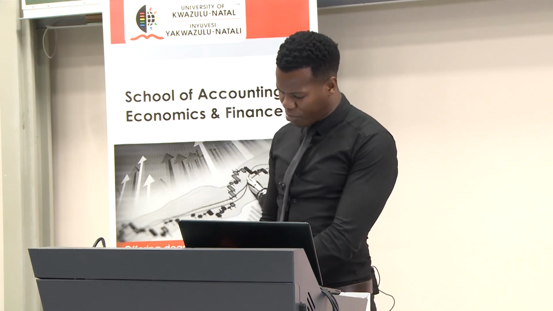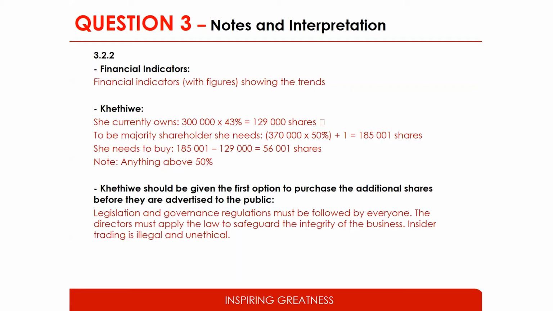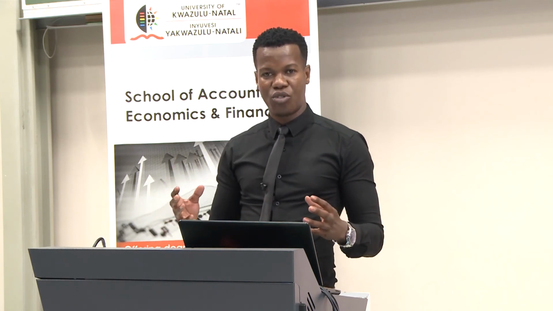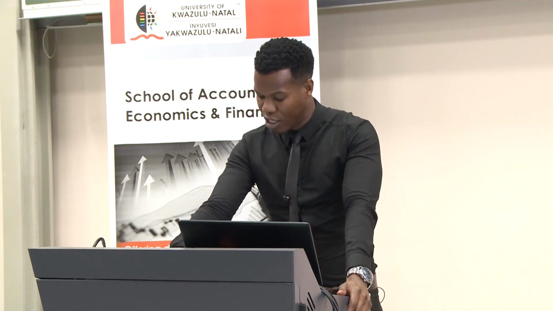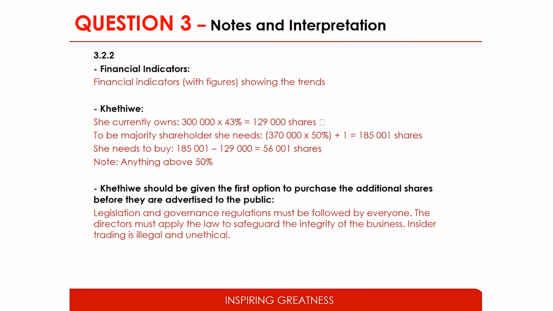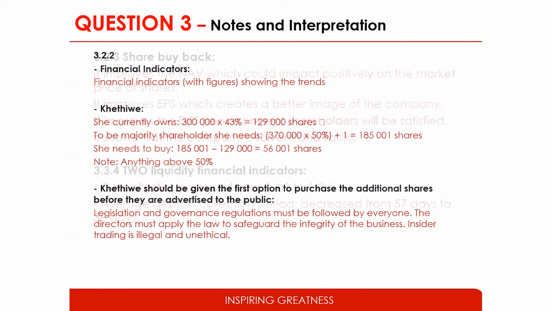Next question. Kostrim, the CEO, has suggested that Khethiwe should be given the first option to purchase the additional shares before they are advertised to the public. What advice would you offer to the directors concerning this proposal? Very important. If it is a publicly traded company, shares should be publicly and freely available to everybody. So the suggestion by the CEO to say they need to be given to Khethiwe first could be an infringement of very strict insider trading laws, and that is illegal and also unethical. So you need to follow the legislation, and this needs to be followed by everyone. The directors must apply the rule of law to safeguard the integrity of the business. And insider trading is also illegal and unethical.